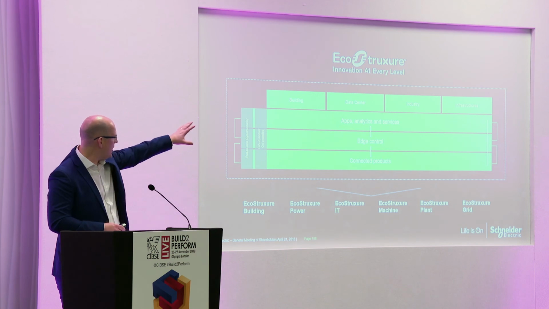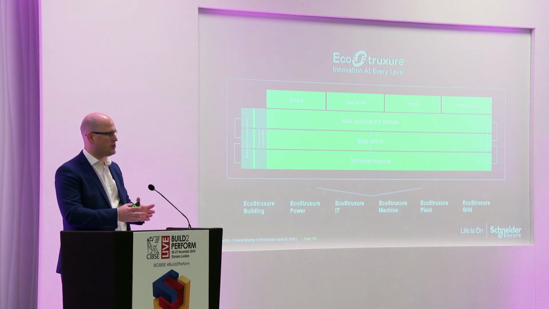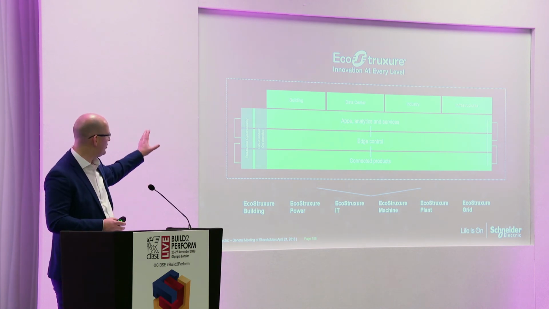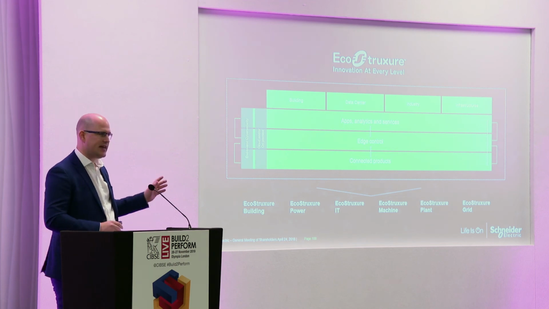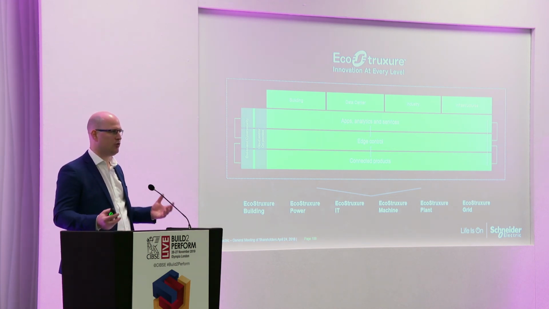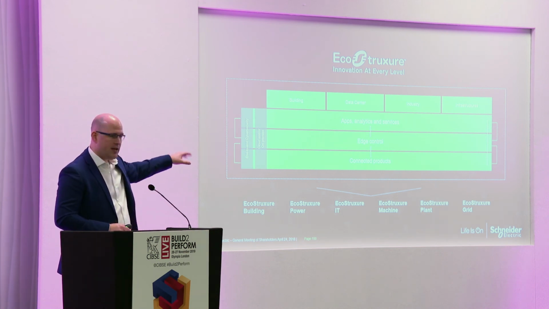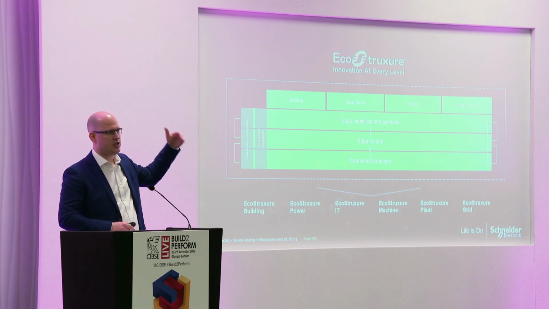At the top, you see the 4. There are 4 end-user environments in which EcoStructure has been designed, because we appreciate that those 4 are fairly different. You have buildings, data centres, industry, and what we call infrastructure, so that's really grid. Then you have 3: connected products, edge control, and apps, analytics, and services. And that's your innovation at every level.